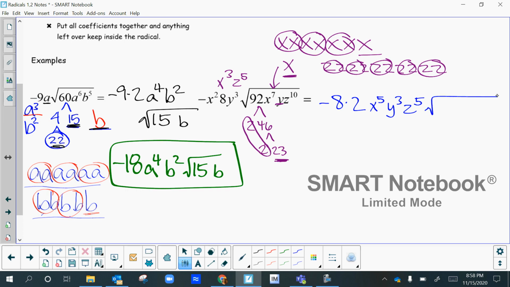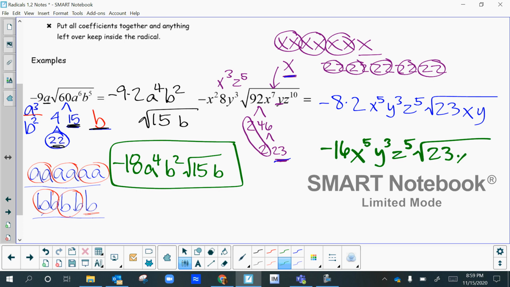And now comes my radical. What do I have underlined? I have a 23 underlined right here. I have an x underlined. I have a y, and that's it. Okay, so my final answer that I want to write down is -16 x to the 5th, y to the 3rd, z to the 5th, radical 23xy. So that's my final answer with variables.